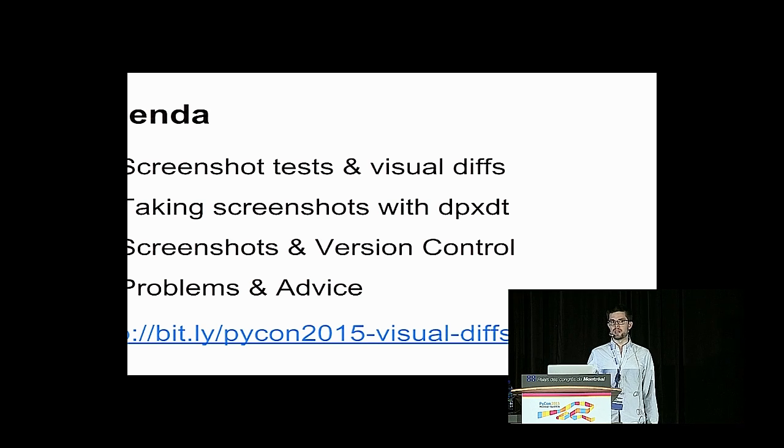All right, so today we're going to talk about what screenshot tests are and what visual diffs are. Then we're going to go through an exercise of creating screenshot tests for a web app. We're going to talk about how you can use screenshot tests in version control and pull requests in code review to improve that. And finally, we're going to talk about some problems with screenshot testing, and I'll offer some advice about how to approach screenshot testing and when it's appropriate to use.